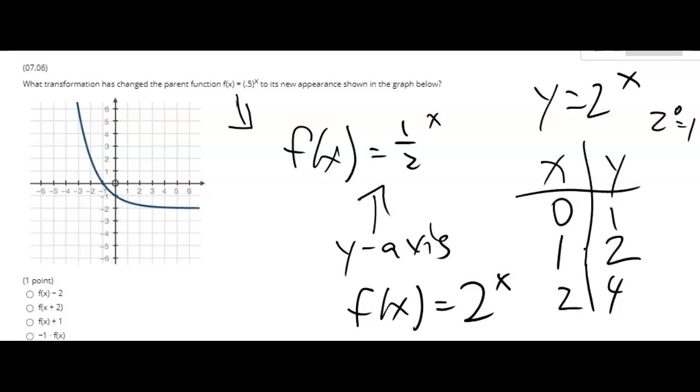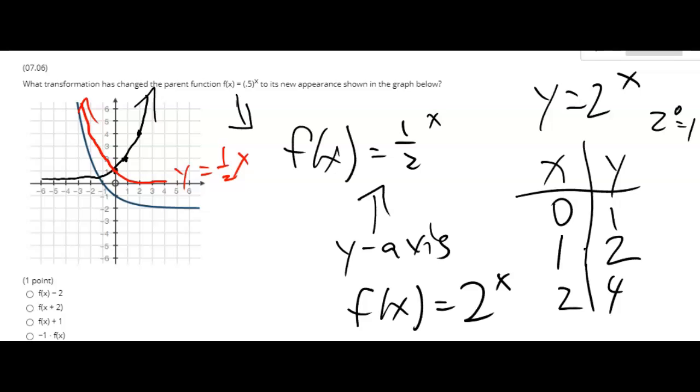So let's plot the function before we even reflect it on the y-axis. So 0, 1, right? And then 1, 2, and then 2, 4. Okay, so that's how that function will look. And reflected on the y-axis, it would look like that. Okay, so that would be equal to y equals 1/2 to the x, but we don't have that.